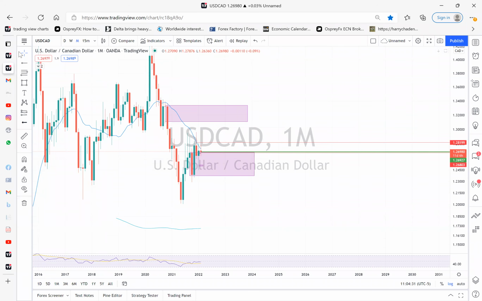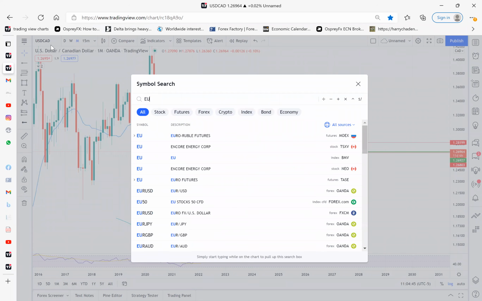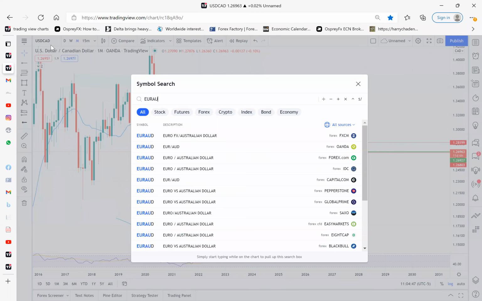So on a regular trade, right? What I like to do is I'll pick a pair and I'll go from a higher time frame. The trade that I took this week, I actually took two of them.